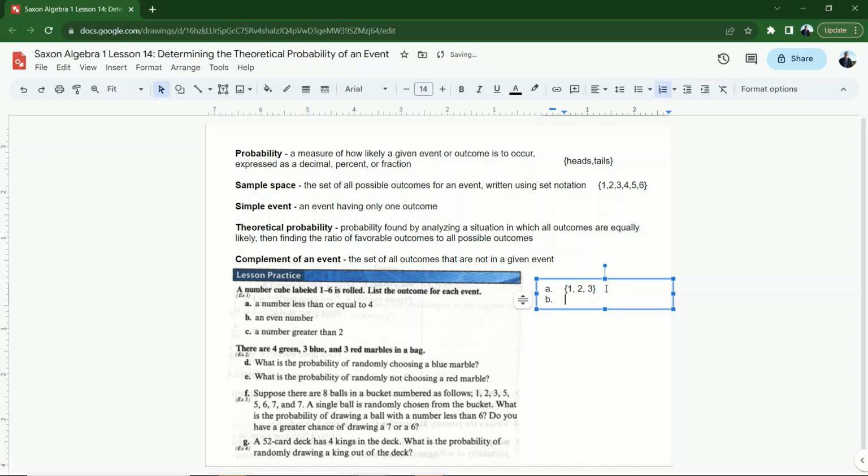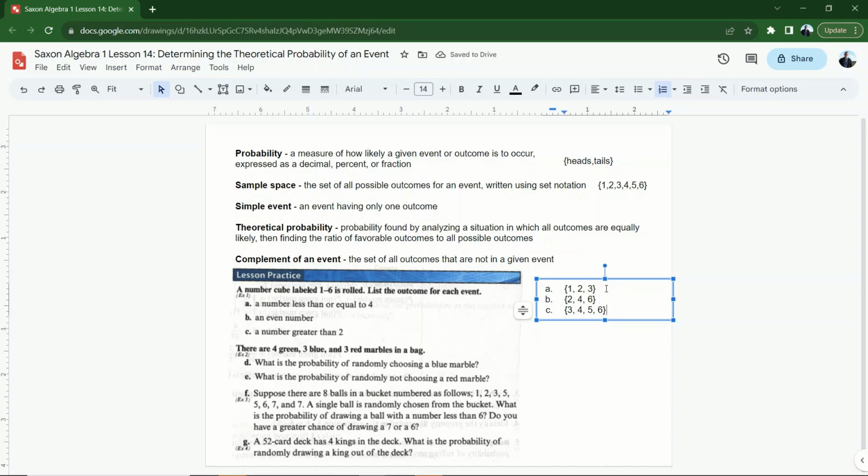Letter B, an even number. That would be 2, 4, 6 as the possible outcomes. That would be an even number. And letter C, a number greater than 2. That would be 3, 4, 5, 6. There are 4 possible outcomes for that event.